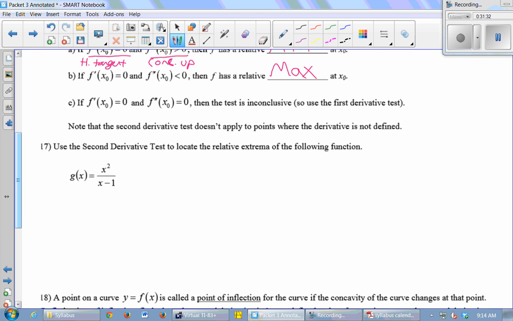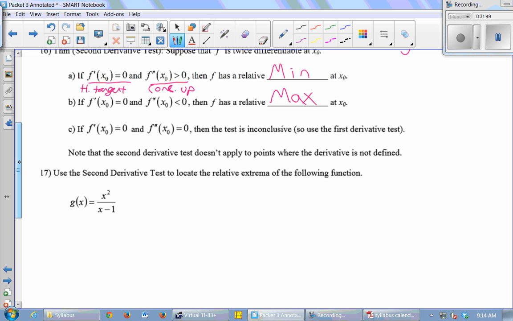All right, so now same function that we just did using the first derivative test. This time we'll use the second derivative test. And we want to find any local extrema, relative extrema. So that means I have to first find critical numbers, right? Because those are places where the derivative equals 0. Actually, I guess I only have to find where the derivative equals 0, not where it is undefined, because I can't use it there, right?